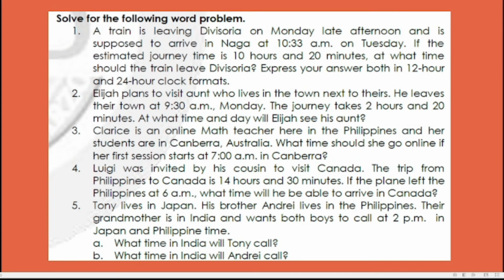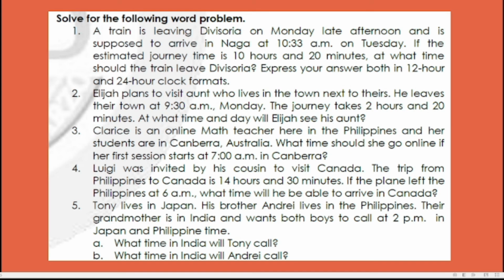Next, for our assessment, solve the following problems. I will read these 5 problems for you. Number 1. A train is leaving Divisoria on Monday late afternoon and is supposed to arrive in Naga at 10:30 a.m. on Tuesday. If the estimated journey time is 10 hours and 20 minutes, at what time should the train leave Divisoria? Express your answer both in 12-hour and 24-hour clock format.